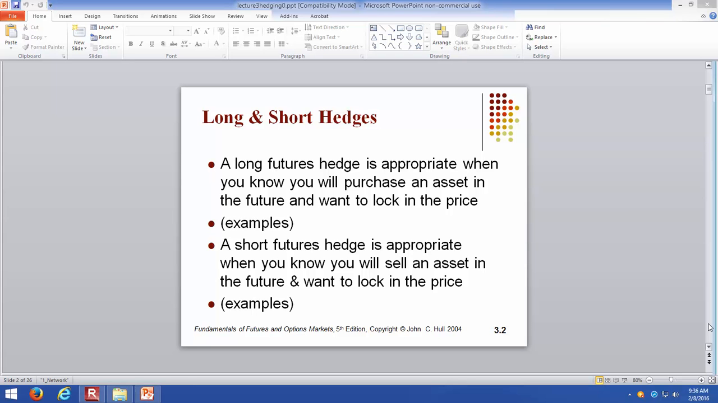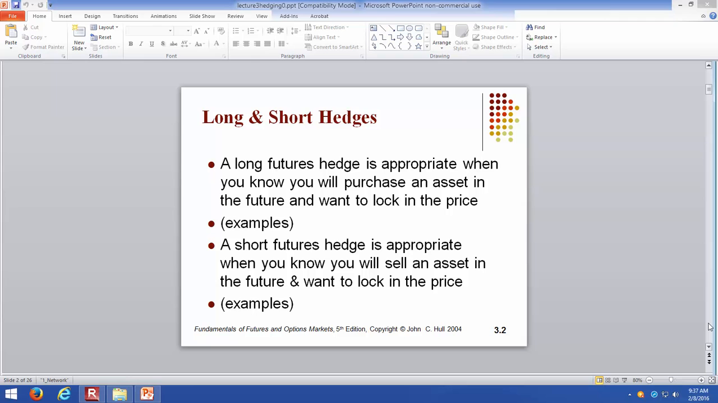So first of all, let's talk about what is meant by a long hedge, what is meant by a short hedge, and so on. A long futures hedge is appropriate when you know you will purchase an asset in the future and want to lock in the price. Suppose you are a US multinational, for example. You need to buy something from Europe. You need to have 100 million euros.